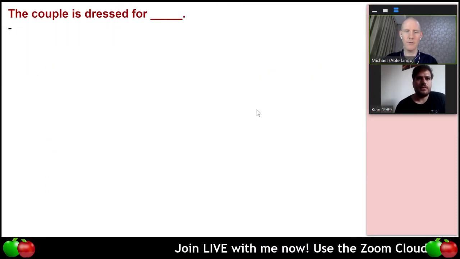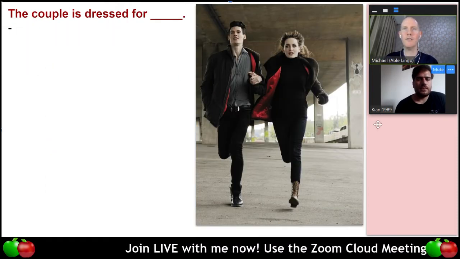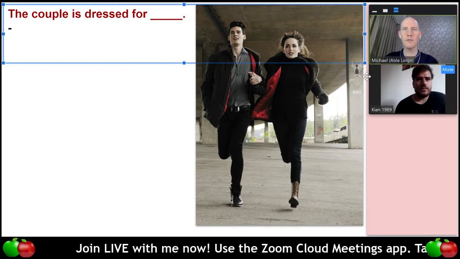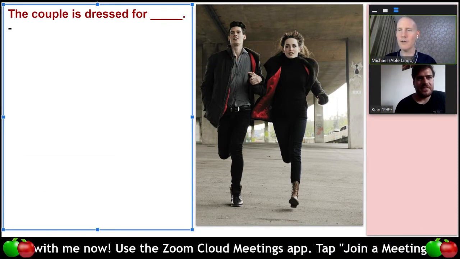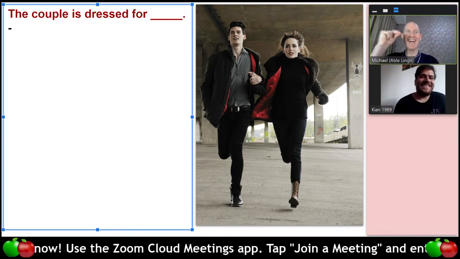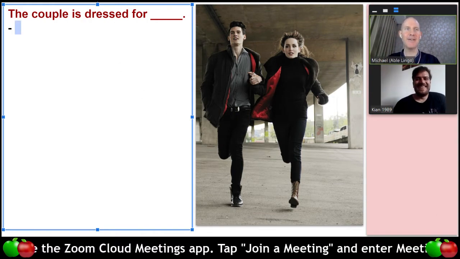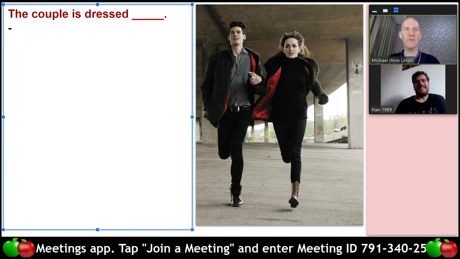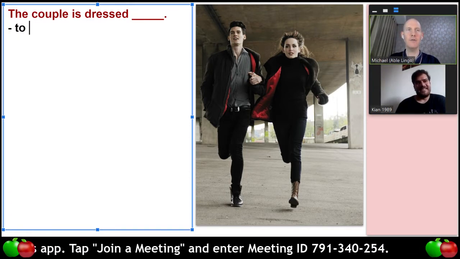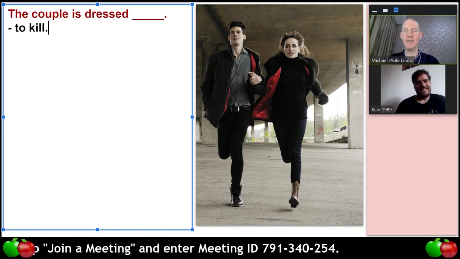Get the picture. The couple is dressed for what? We're talking about what is the occasion that they're dressed for. What do you think? Dressed to kill. Aha, yes. Now you're going to have to explain that. What does that mean? And we can take out "for." You could say dressed to kill. Now what does that mean, Kian?